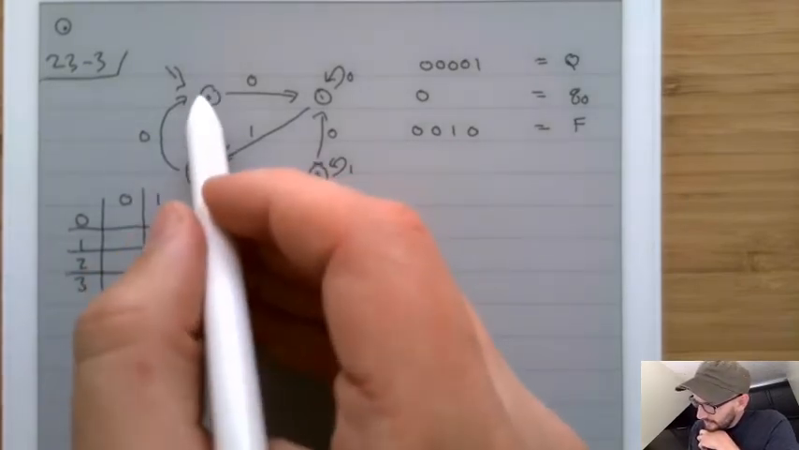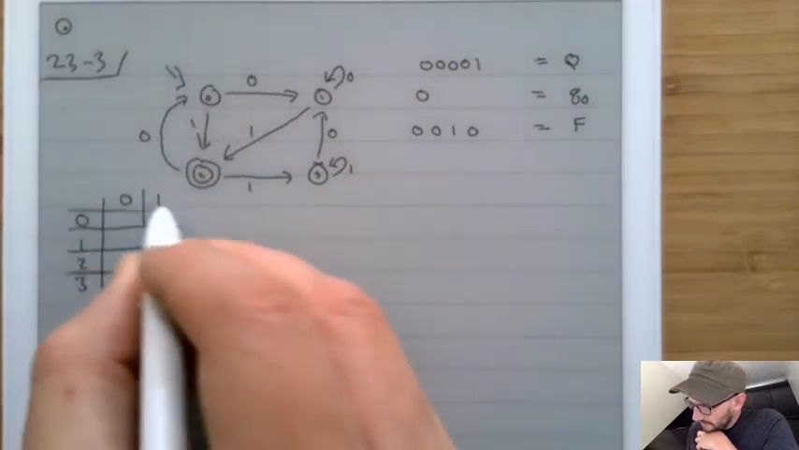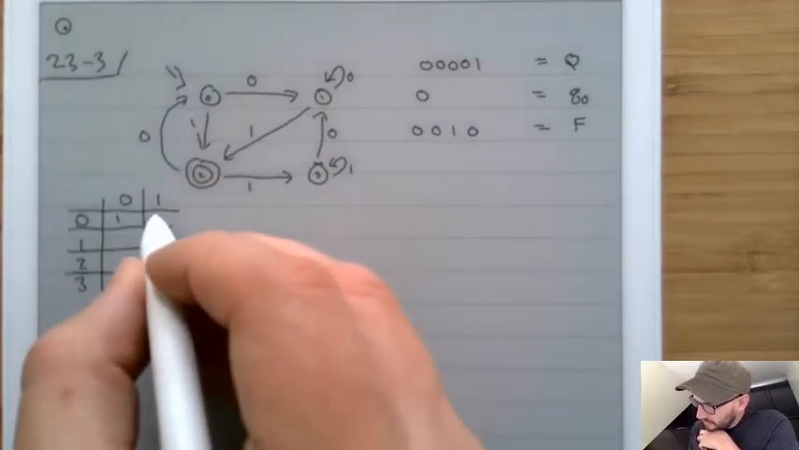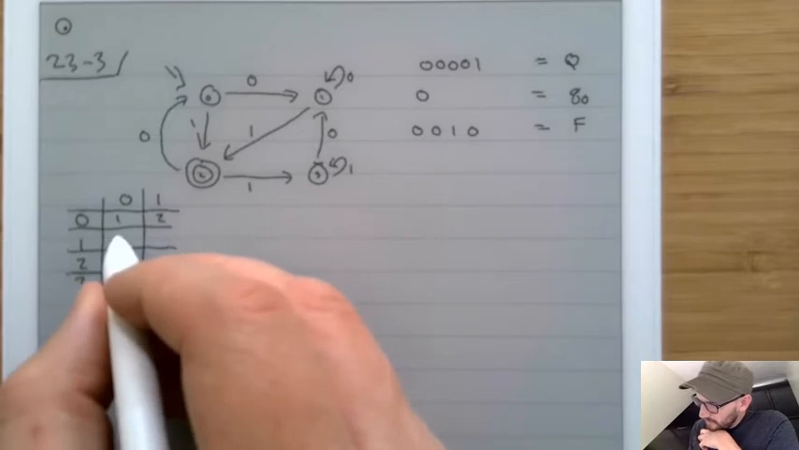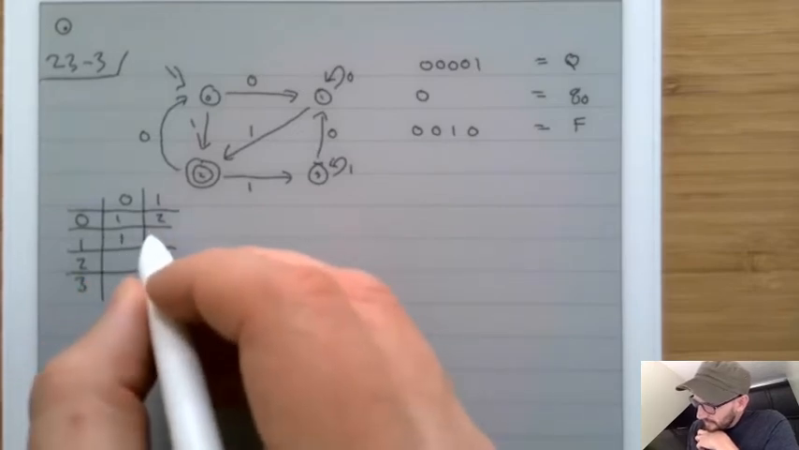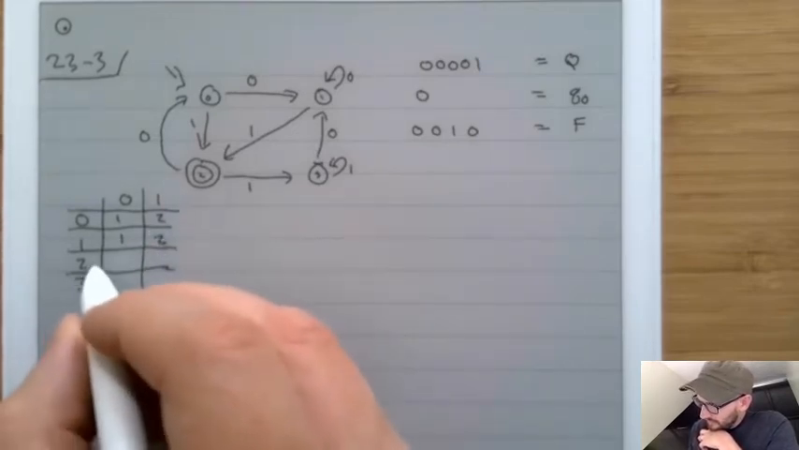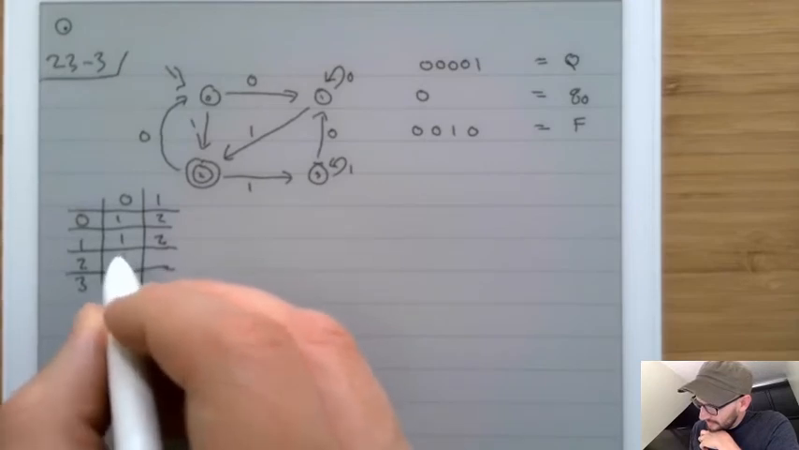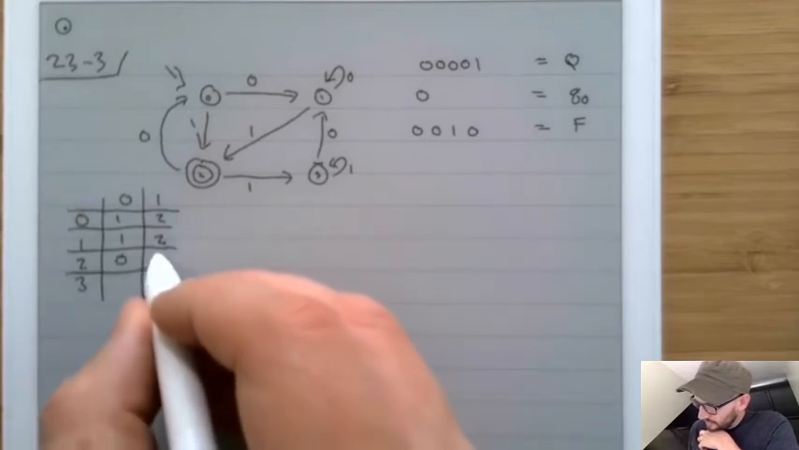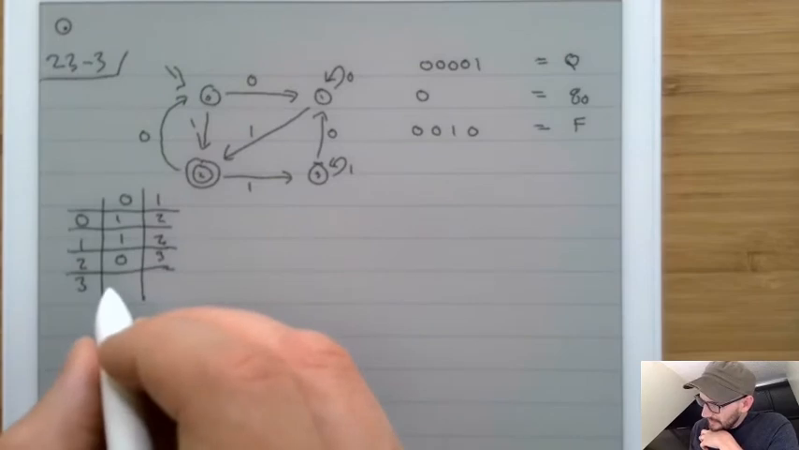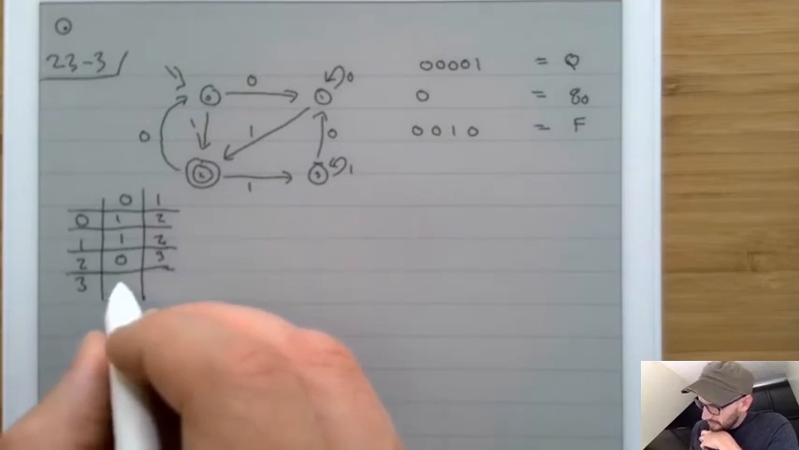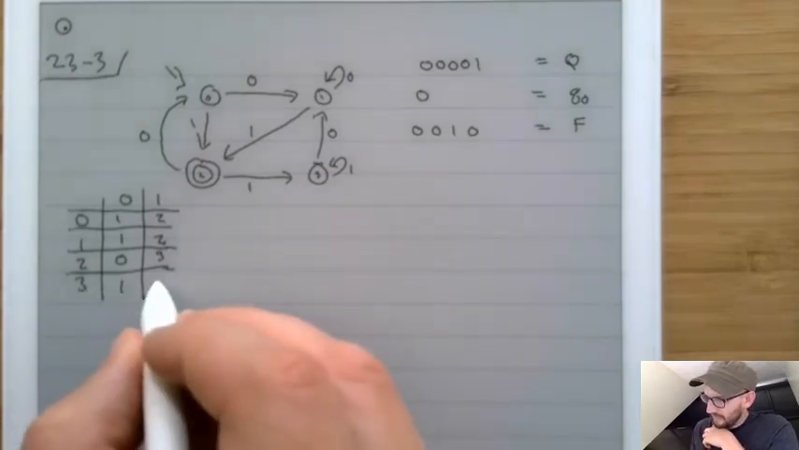Well, if you're in 0 and you see a 0, you go to 1. If you're in 0 and you see a 1, you go to 2. If you're in 1 and see a 0, you go to 1. If you're in 1 and see a 1, you go to 2. If you're in 2 and see a 0, you go to 0. If you're in 2 and see a 1, then you go to 3. If you're in 3 and see a 0, then you go to 1. And if you're in 3 and see a 1, then you go to 3.